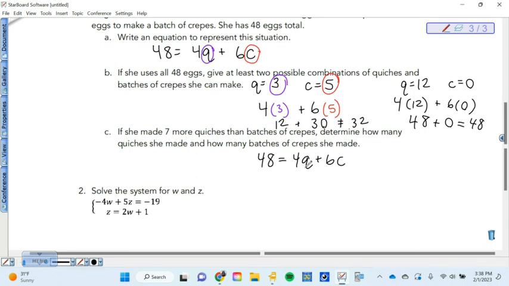Q equals C plus 7. That's it, right? Quiches equals 7 plus the number of crepes, right? She made 7 more quiches than crepes. And let's be really clear, 7 more quiches than crepes means 7 plus the amount of crepes. That's different than if I said she made 7 times more, right? That would be 7 times C. But here we're saying 7 more, so that's 7 plus C.